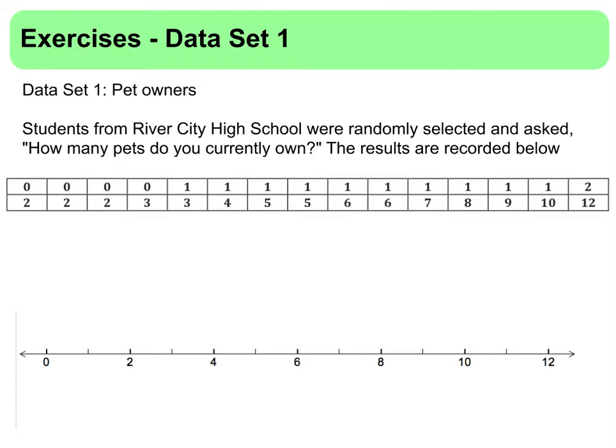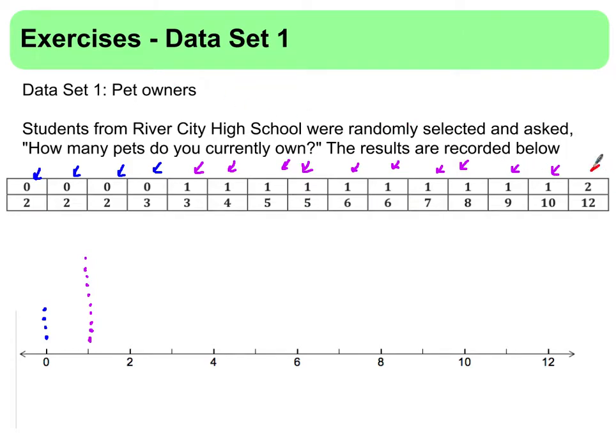Record those results below. If we're creating a dot plot for this, all we're looking at is the zeros: I see a 0 here, so 1, 2, 3, and then 4. Then I can look at the ones. We've got 1, 2, 3, 4, 5, 6, 7, 8, 9, and then 10. So here we'll put 1, 2, 3, 4, 5, 6, 7, 8, 9, and then 10.